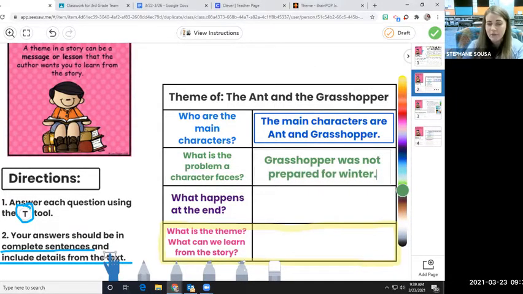Okay? At the beginning of the text, there is text about how he doesn't want to get ready. In the middle of the text, there's details where Ant is telling him you should get ready. And at the end of the text, there is a detail where he says, oh no, I am not ready. And he has to go ask for help. So most of the text talked about the problem of the grasshopper.